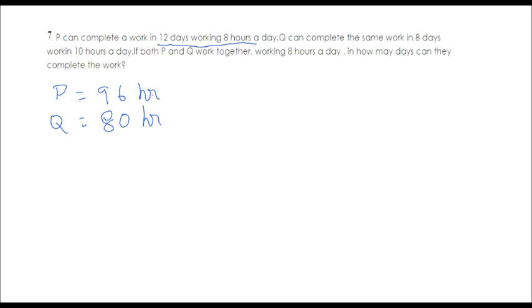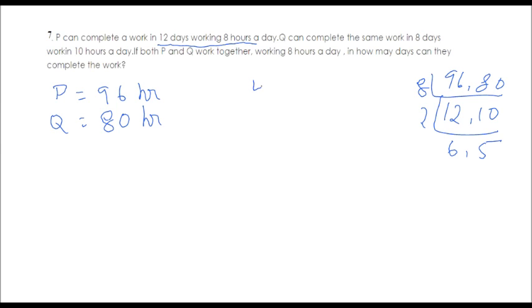Now we can proceed with the same arrangement. We can take the LCM of 96 and 80. Both are divisible by 8: 8 1s are 8, 8 2s are 16, 8 12s are 96, then 8 10s are 80. Both of them are divisible by 2 again, 2 6s, 2 5s. So they do not have any common factor between them. So 6 5s are 30, 32 60, 6 8s are 48, giving 480. So the total work is 480 units.